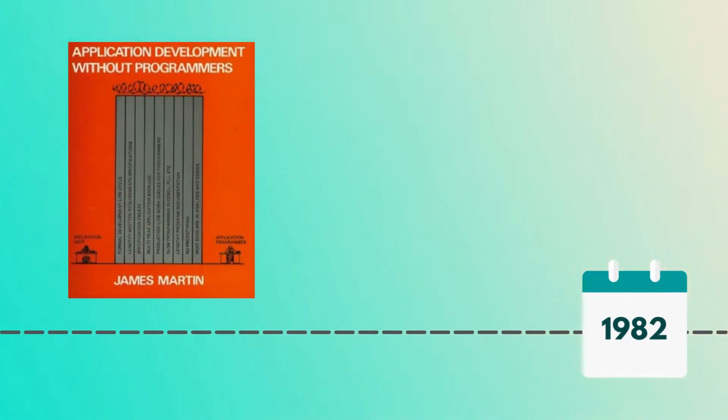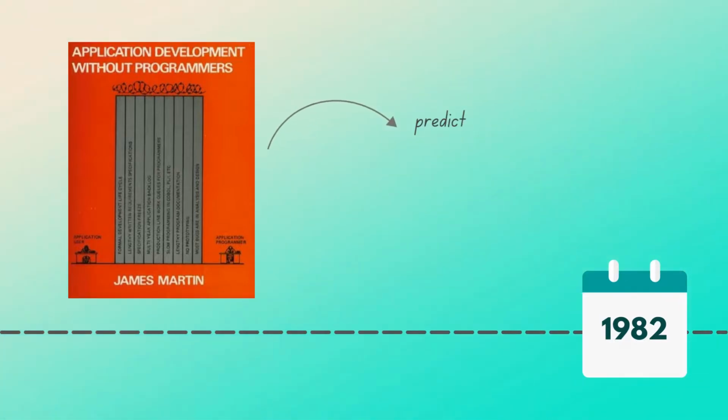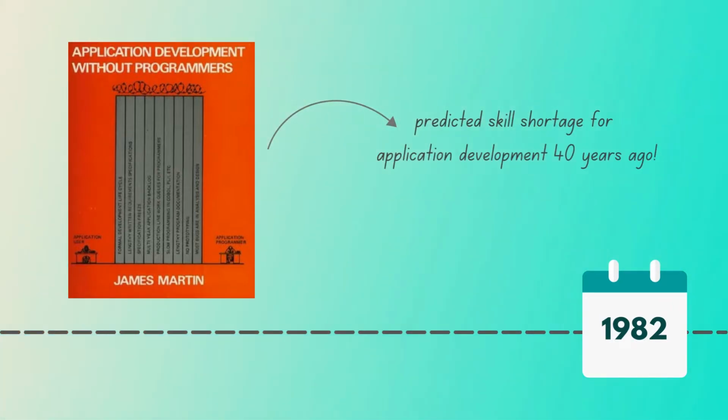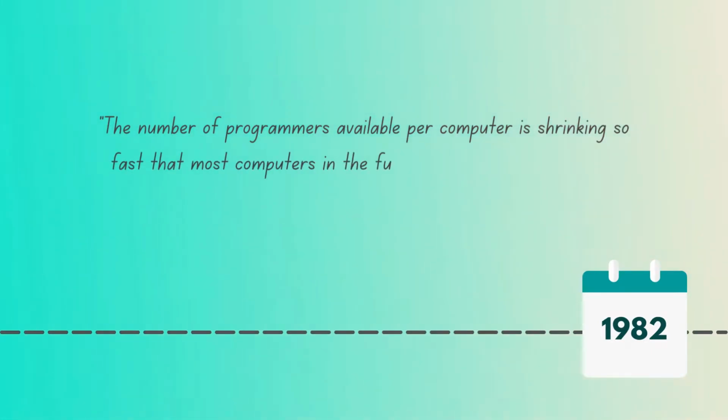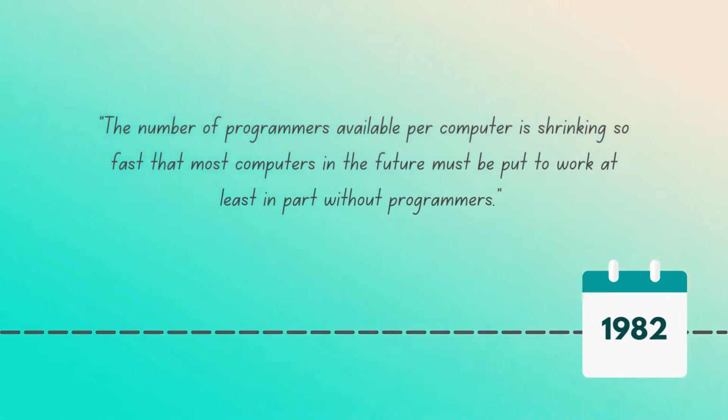It all started in 1982, when James Martin published his 15th book, Application Development Without Programmers. What was more interesting than predicting application development without programmers was that he predicted the skilled shortage for application development 40 years ago. He wrote, "The number of programmers available per computer is shrinking so fast that most computers in the future must be put to work at least in part without programmers."